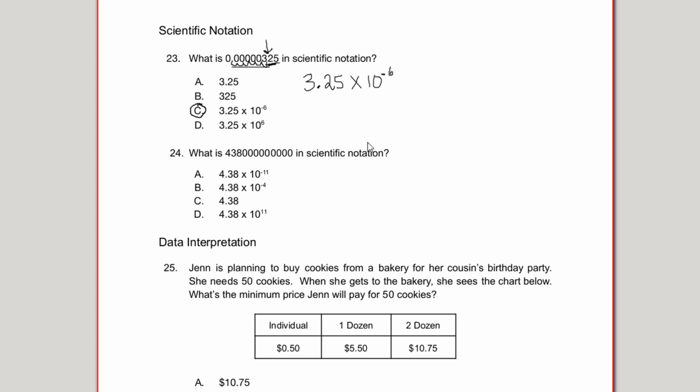You may have remembered it that if you move the decimal point to the right, it's a negative exponent. Moving the decimal point to the left is going to be a positive exponent. But for me, I found it easier to just think if I have a really small number, I'm going to move the decimal and have a negative exponent. If I have a really big number, I'm going to move the decimal point and have a positive exponent.